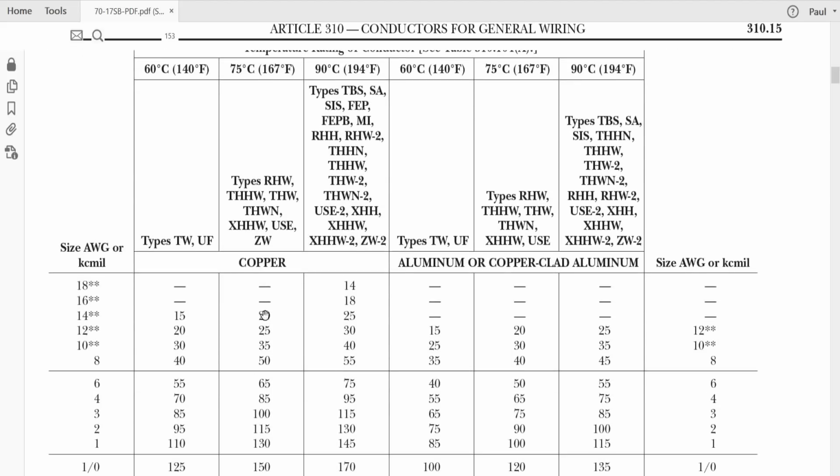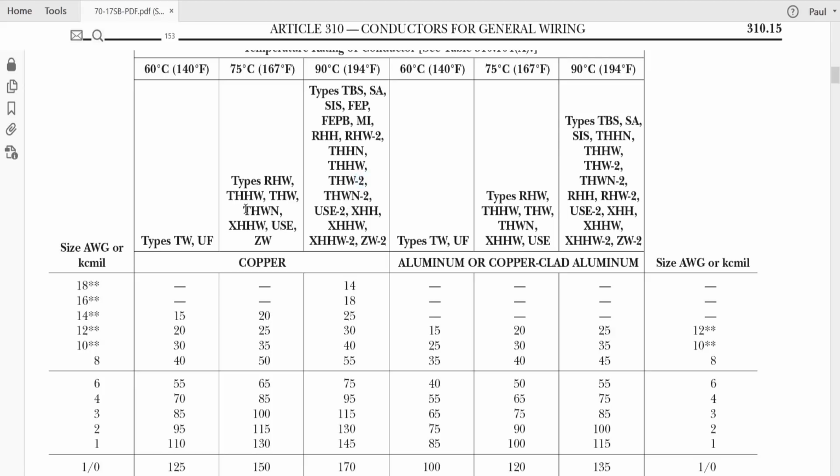In our examples today, we're going to be primarily dealing with copper, and we're only going to deal with 18 through 1, and we're not going to talk about aluminum. Although remember that these rules would apply the same whether it was copper or aluminum, so don't lose sight of that. Also, a little tidbit: when you see a -2 on a product, that lets you know that it's okay for 90 degrees C in a wet or a dry location.